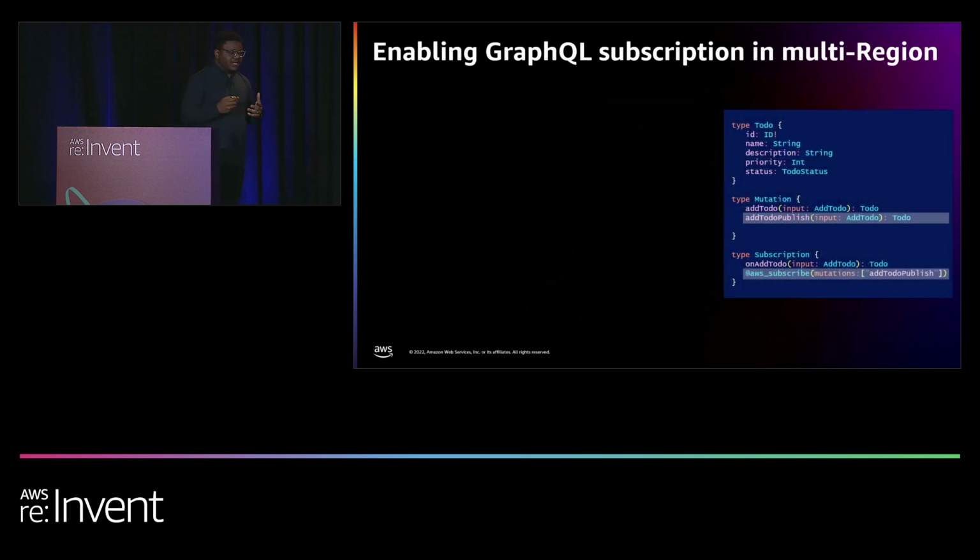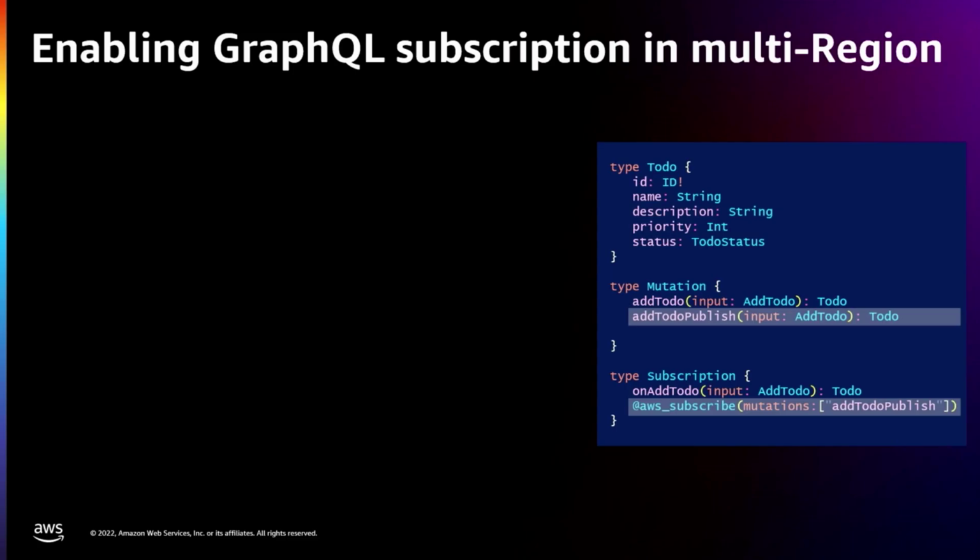So let's look at what the updated version of the schema will look like. Again, you have your type to do, but you can see the two key changes there. The first change is that we have introduced a new mutation called the add to do publish mutation. And this mutation can be configured to use IAM as the method of authorization, so you can make sure that it's restricted to resources within your AWS account versus someone externally invoking that mutation. And you can also see in the subscription part of the schema, we've changed it to add to do publish. So that's the new mutation your clients will be subscribed to.